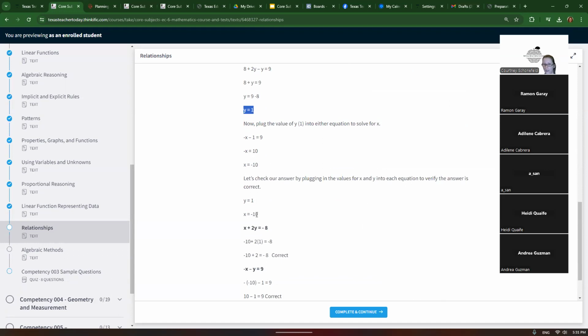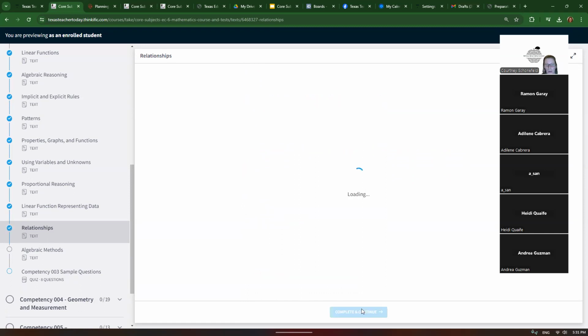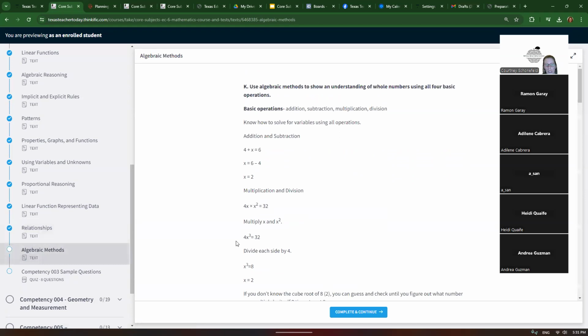Y equals 1, x equals -10. That was our original equation, one of them. X plus 2y equals -8. So we need to plug in the value right here. -10 for x plus 2 times 1 for y equals -8. That's correct. We would do the same thing here and get the same answer. So it's always good to double check your answer by doing guess and check strategies. Very important to make sure you're on the right track. And then this is our last little section, and then we'll do some questions.